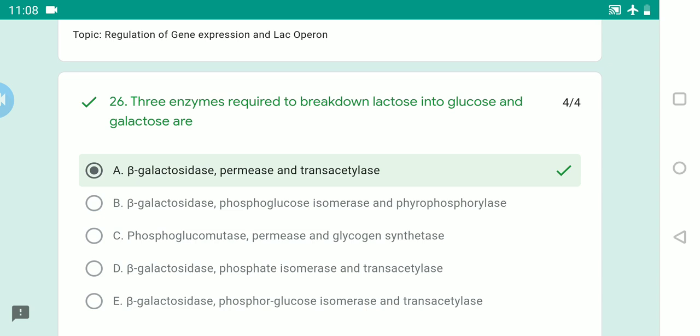That is nothing but beta galactosidase enzyme. Another one is beta galactosidase permease, and the third one is beta galactosidase transacetylase. In short form we can write beta galactosidase, permease and transacetylase. These 3 enzymes are related to the breakdown of lactose into glucose and galactose.